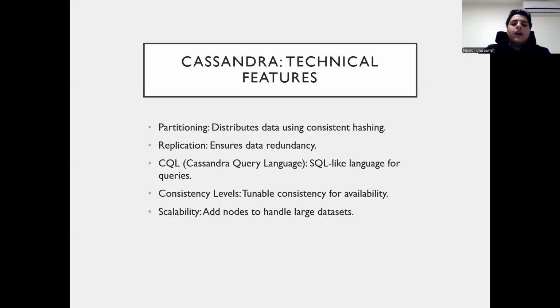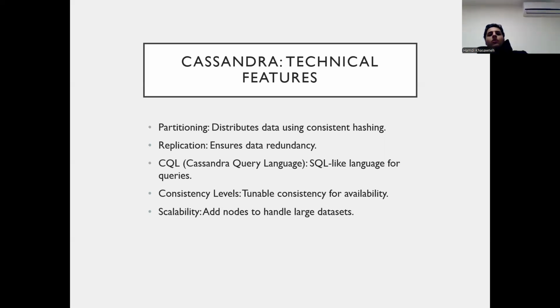Thirdly, we have CQL, Cassandra Query Language. It is an SQL-like language used for queries. This makes it easier to interact with Cassandra. Fourthly, we have consistency levels, tunable consistency for availability, meaning you can adjust consistency levels to balance between strong consistency and high availability. And finally, we have scalability. Cassandra can handle massive data sets by adding more nodes to the cluster without downtime.